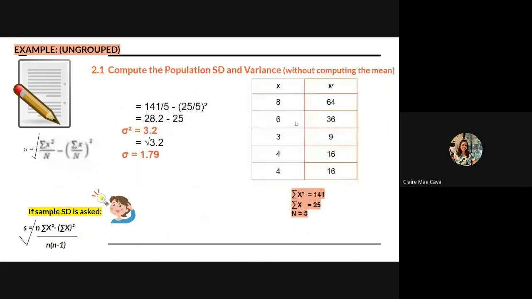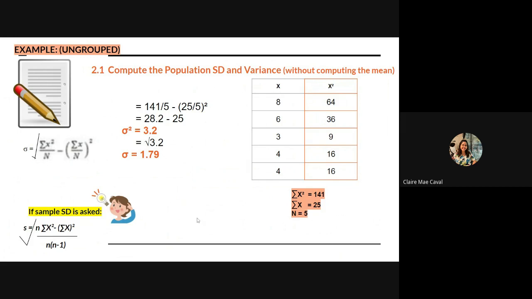Let us check using this way, without computing the mean. So the population variance is still 3.2, and the population standard deviation is 1.79. Hooray! We are doing it correctly. Are you doing it correctly? Are you solving with me? Okay, class. This one is easier. It is much easier to do, so just do this, unless you are really asked to compute the mean.